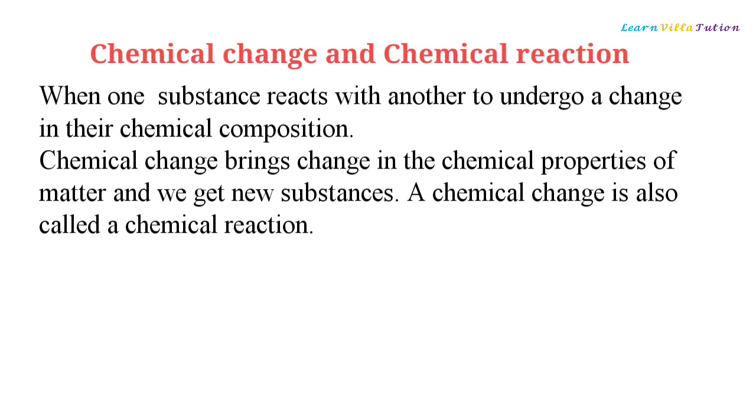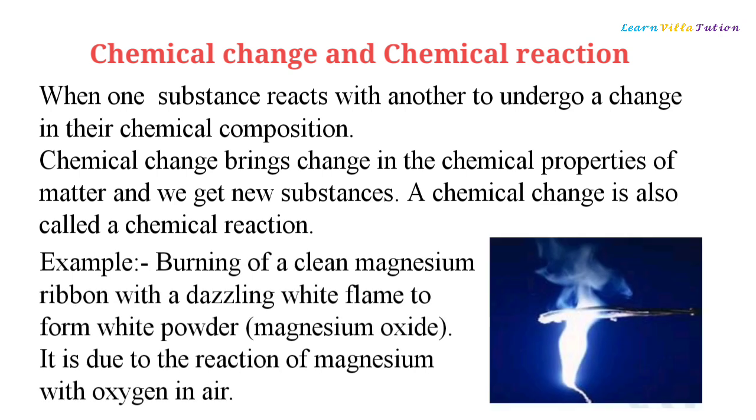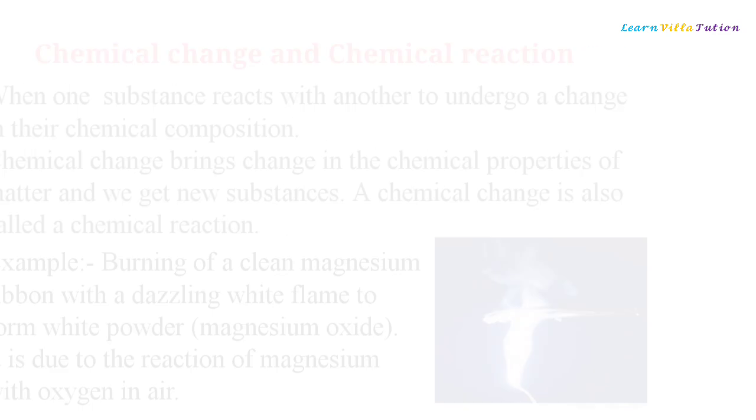When one substance reacts with another to undergo a change in their chemical composition, it is a chemical change. Chemical change brings change in the chemical properties of matter and we get new substances. A chemical change is also called a chemical reaction. Example: burning of a clean magnesium ribbon with a dazzling white flame to form white powder, magnesium oxide. It is due to the reaction of magnesium with oxygen in air.